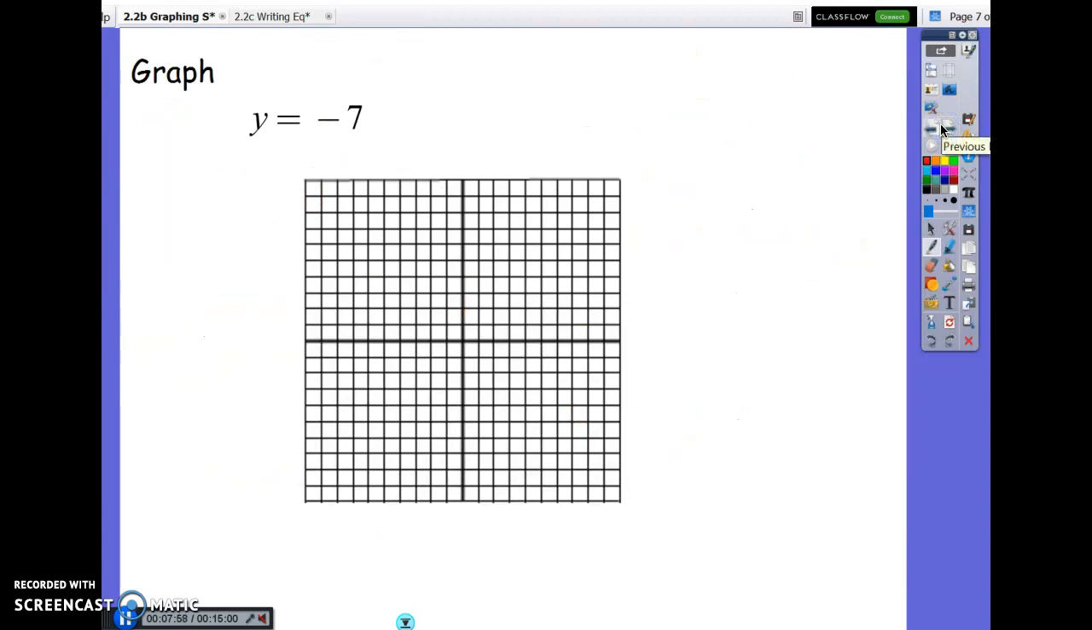Here's a special case. If we have y equal to some number, remember this is like saying we have y equal to 0 times x minus 7. If you have y equal to some number, that means you have a slope of 0. And we want to start recognizing that pattern. If our slope is 0, that means we're going to have a horizontal line, where our y value is always going to be negative 7.